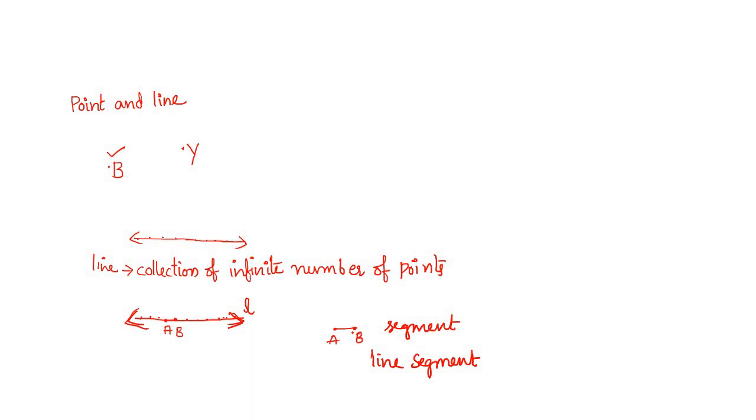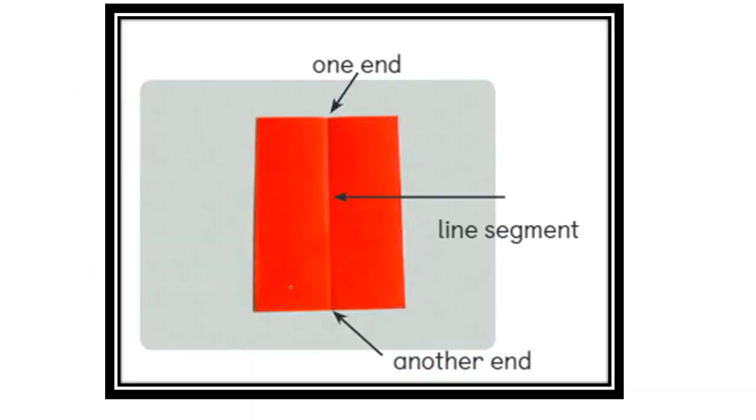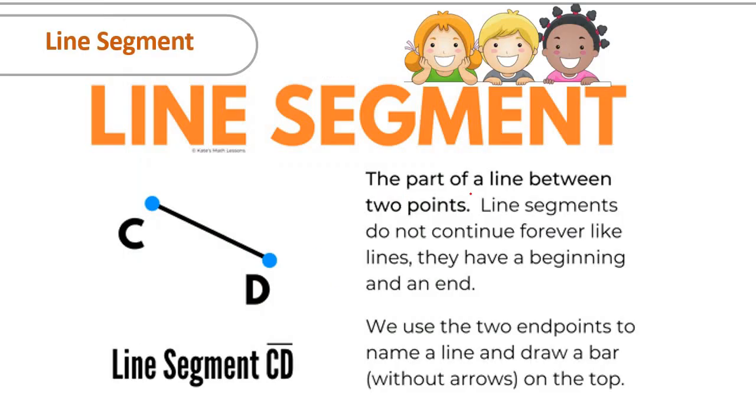One more example we will see, children. Take a paper, children. Fold it and unfold it. You will find a crease on the paper, and this will show the line segment having two endpoints. This is one endpoint and this is another endpoint, and this is the line segment. Now what is a line segment, children? A line segment is a part of a line between two points.